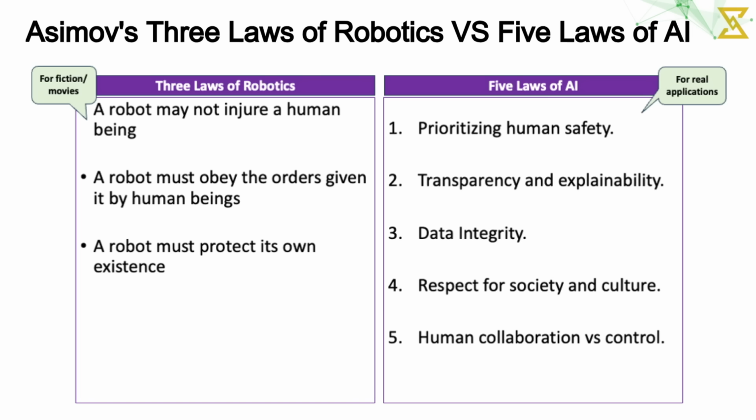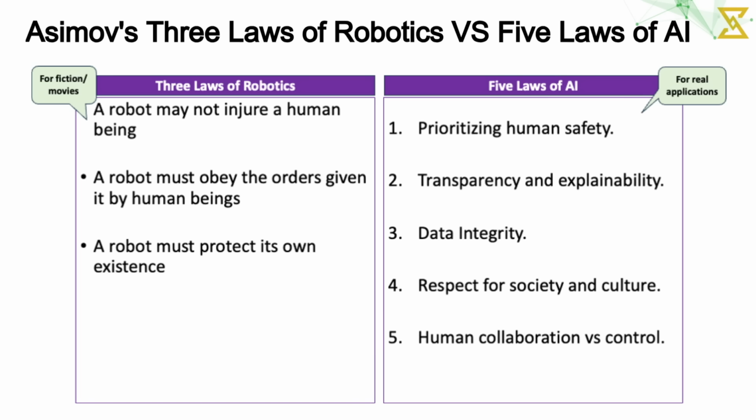In 1942, Hollywood released a movie called Runaround. As the story goes, Hollywood story writers needed some rules and guidelines that can help them create plot twists, drama, and suspense. Essentially, Asimov's laws were created for Hollywood fiction.